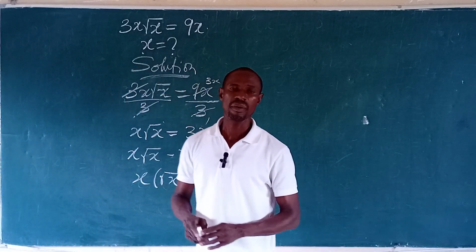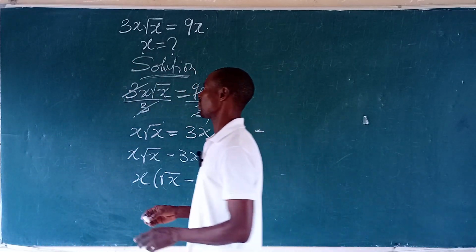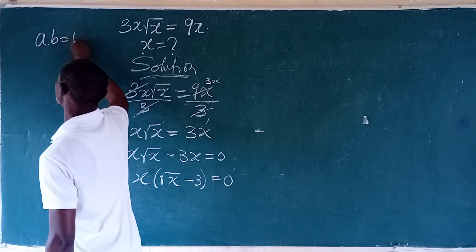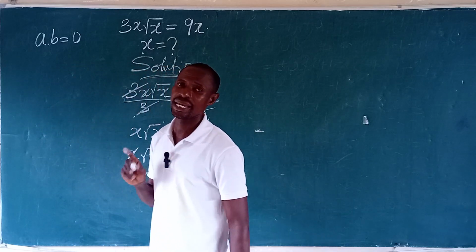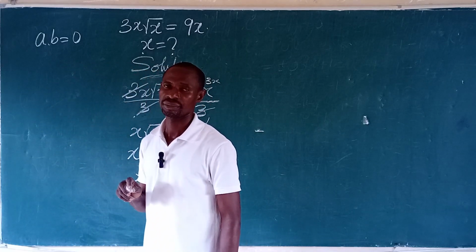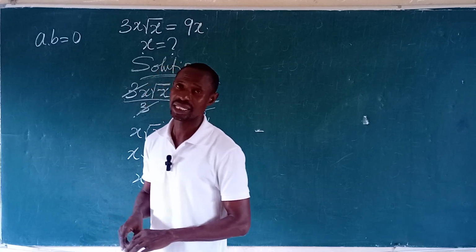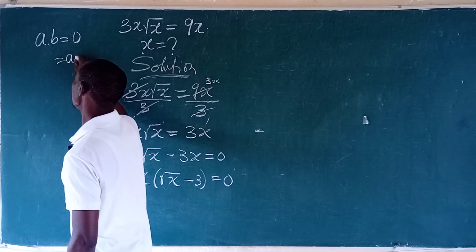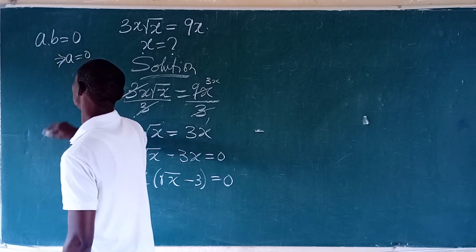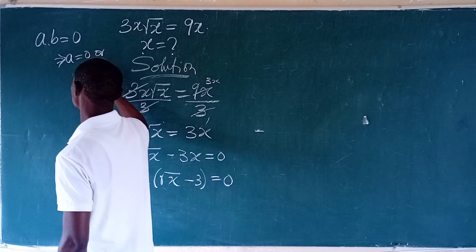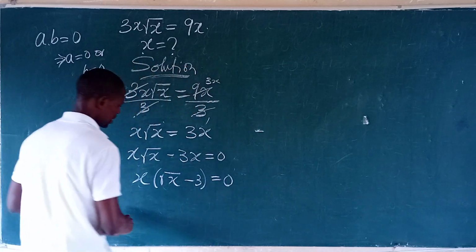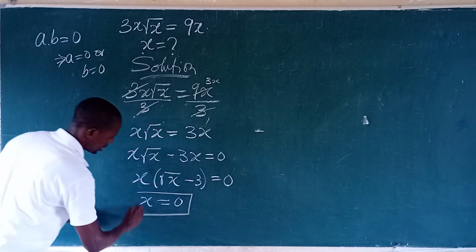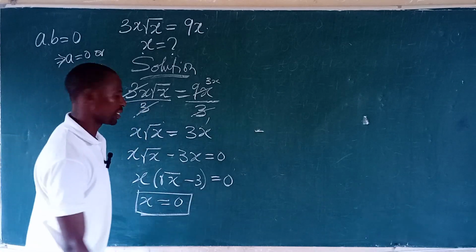That's what we call the zero property. It says that when you have a times b equal to 0, either a will be 0 or b will be 0, because we don't know which of them is actually 0. So this expression means that either a is equal to 0 or b is equal to 0. We take the first case here: x is equal to 0. This is the first case.